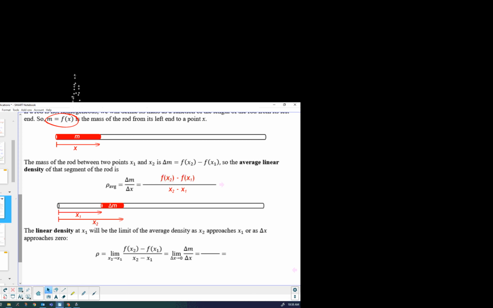We're interested in the mass of this little red section. We call it delta M because from the left end up to there, that's going to be mass 1. And from the left end up to there, that's going to be mass 2. If we subtract those two, we'll get the mass of the red section. We're just calling it delta M because that's the difference between these two masses, or the change in mass between M1 and M2.